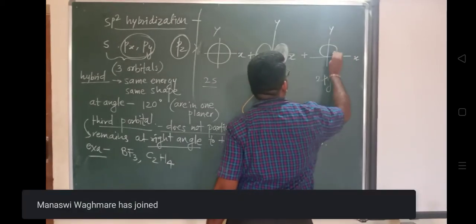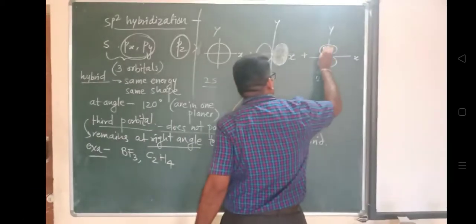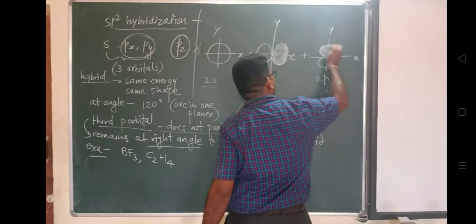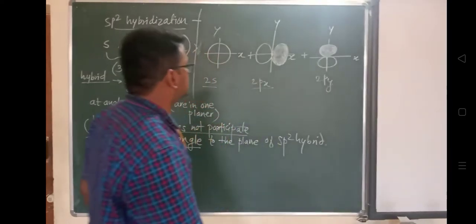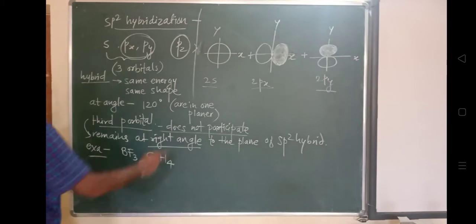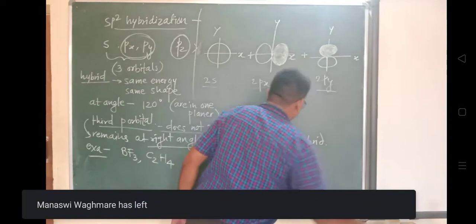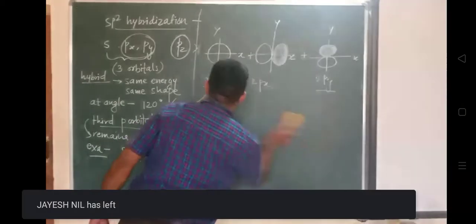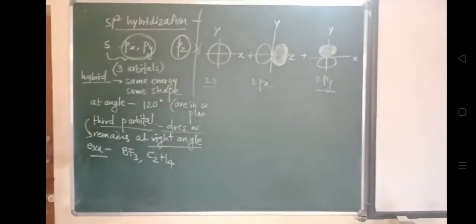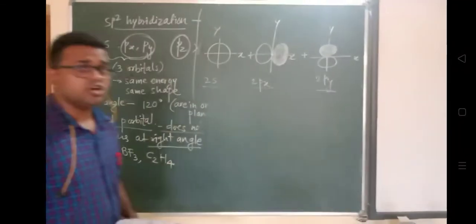Node like this. So in this way the participating orbitals are one s orbital and two p orbitals, which will participate in sp2 hybridization. Now what will happen here? We know that the hybrid orbital which is forming has two lobes, out of which one is a larger lobe and the other is a smaller lobe.